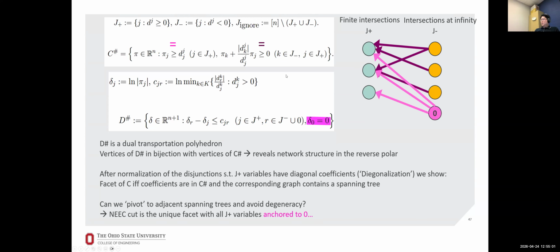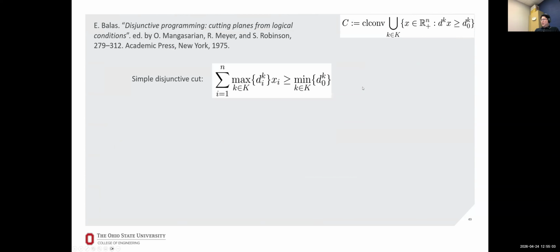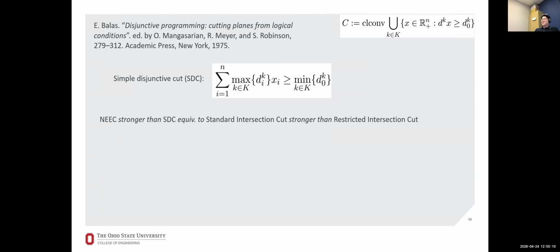That is, all the left side inequalities are equals. And you kind of play around with this graph. I'm going to have to skip the third component entirely, but we have this idea of simple disjunctive cuts here, which came from Balas's 1970s work.